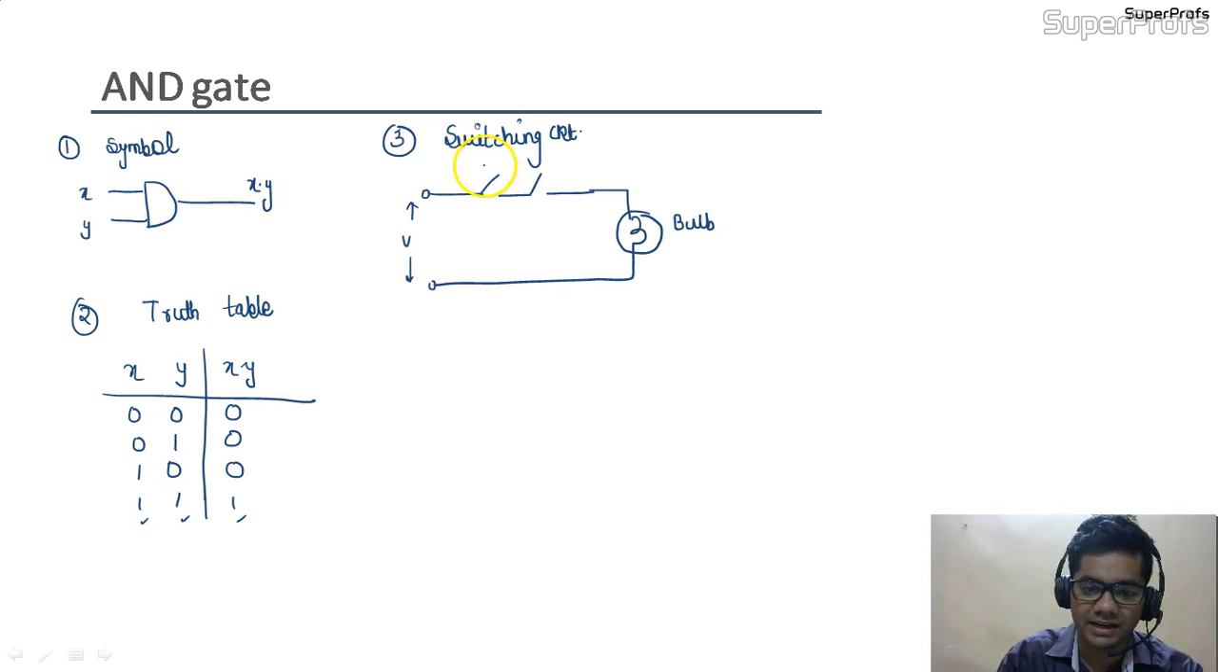So we have connected two switches X and Y, and the bulb is like this. Try to understand through the truth table. If the inputs are 0 0, that means the switches are in off condition, then the bulb would be off, because there would be no flow of current, students. If any one of the switches is in off condition, like in 0 1 and 1 0 conditions, the output would also remain off, because there would also be no flow of current in that case.